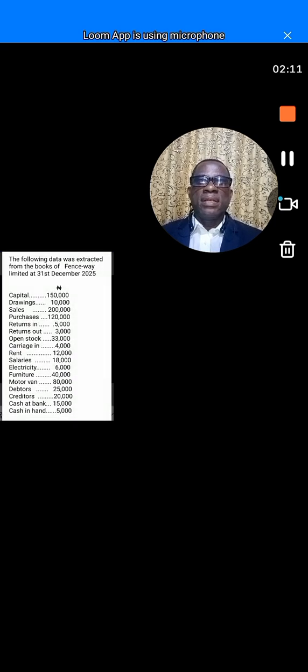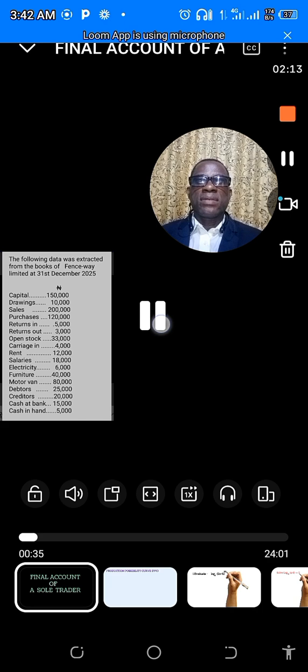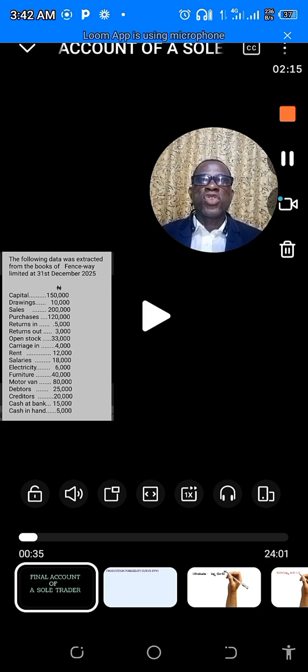Now, the source document for the preparation of the final account is the trial balance. All the information that you need for the preparation of the final account is taken from the trial balance. The trial balance will contain almost all the information you need to prepare your final account.